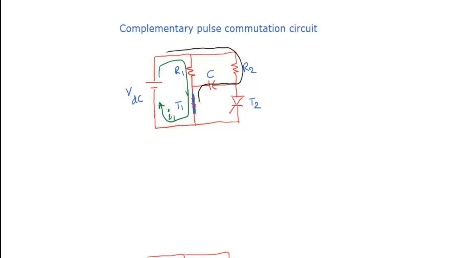C and then T1. So this current will be like this. This is used to charge the capacitor, that means the capacitor is charged in this way by the source. Once this capacitor voltage becomes VDC, then this current will disappear.